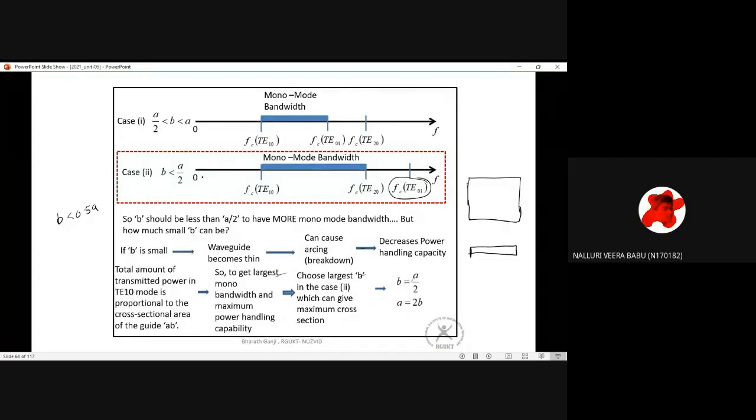బోత్ సేమ్ సార్, ఒకే చోట ఎఫ్సి. TE20. If I make b exactly a/2, then this frequency will fall on this frequency. You can check. So for example, what is the cutoff frequency for TE20 mode? That is c by a times square root of mu r epsilon r, I guess.